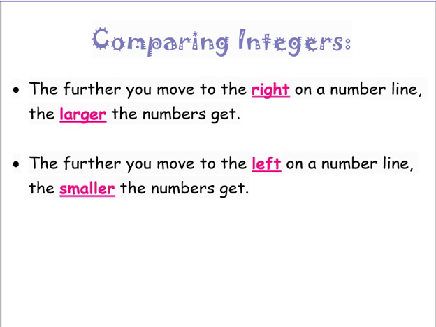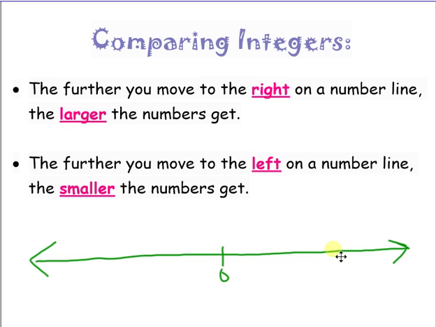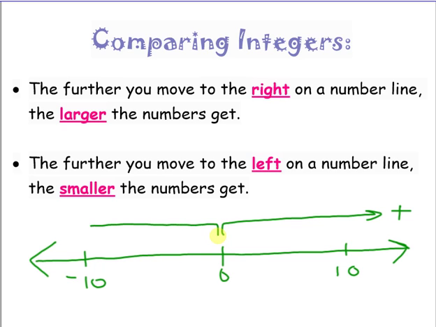Okay, so when we compare, we have to remember two things. The farther we are to the right on the number line, the larger the numbers get. So just to remind you, here's our number line. Here's 0. I'll call this 10, and I'll call this negative 10. So the farther we are to the right, the larger the numbers get. The farther we go to the left, the smaller the numbers get. Okay, so negative 10 is a lot smaller than negative 3.